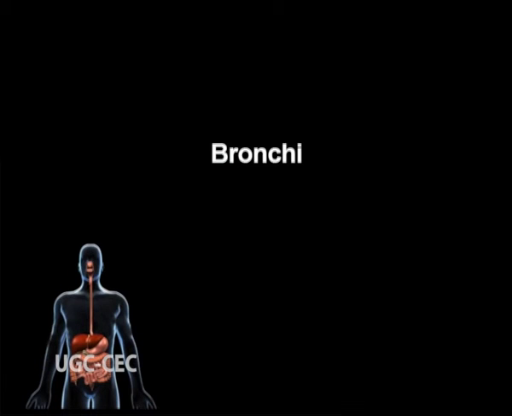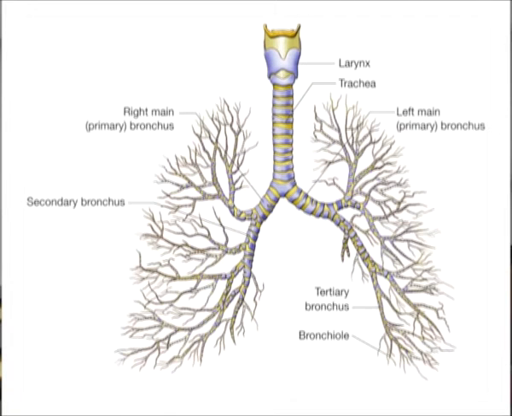Bronchi. The end of the trachea bifurcates to the right and left at the level of the 4th or 5th thoracic vertebrae. The bronchi are made of cartilage and smooth muscles. Bronchi are innervated by nerves of both the parasympathetic and sympathetic nervous systems that control muscle contraction or relaxation respectively.